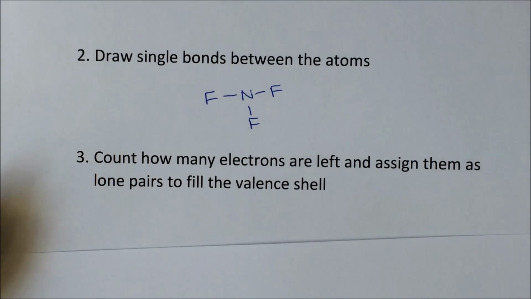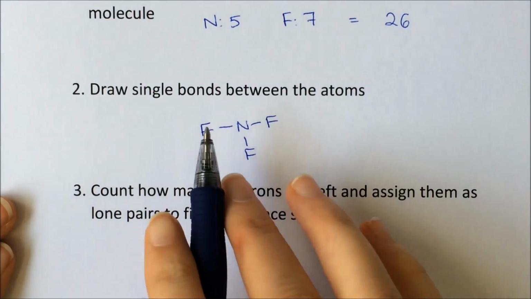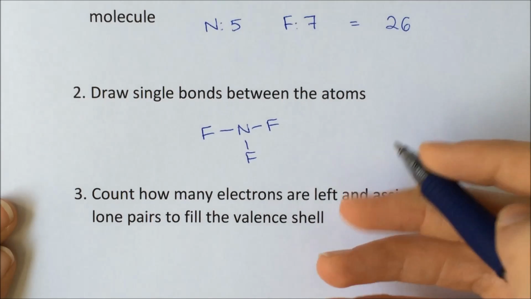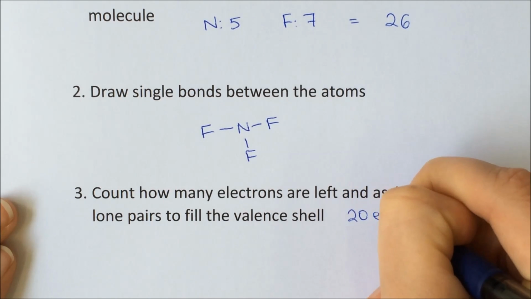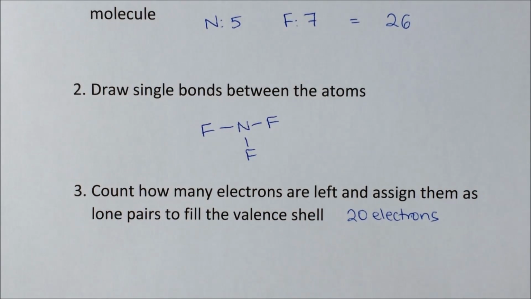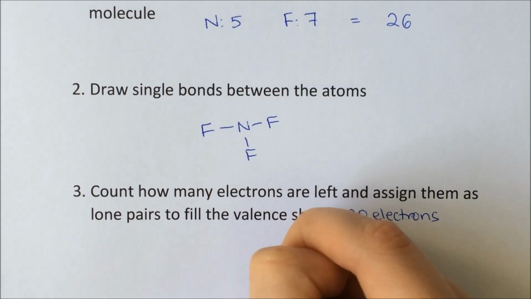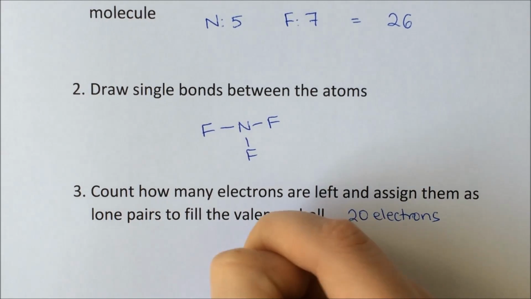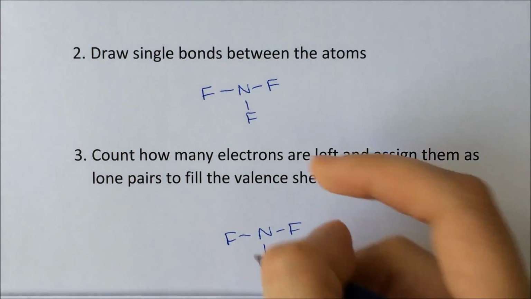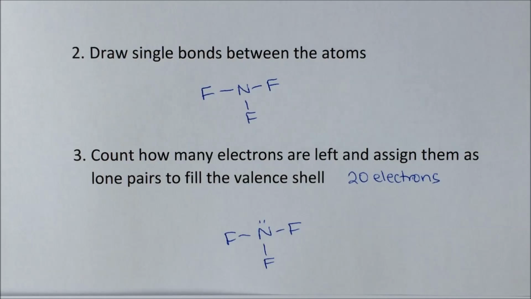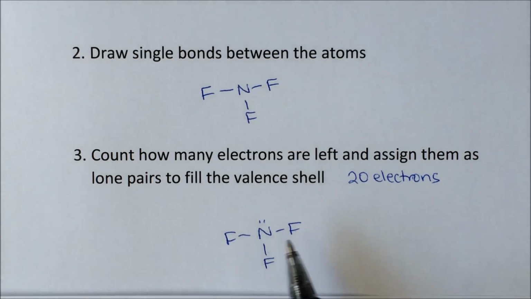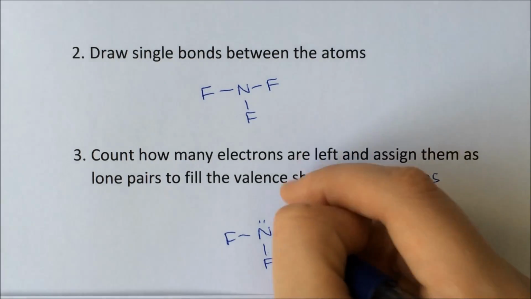Next, we need to count how many electrons are left over. We've accounted for 6 electrons so far in our 3 bonds. We have to have 26 altogether, so we've got 20 electrons left over, still to assign. Now let's think about how many electrons each of our atoms needs. Our nitrogen currently is sharing 3 bonds. That means it already has 6 electrons in its valence shell. It only needs 2 more to form its 8. Each of the fluorines is only participating in a single bond. This means that they each need 6 more electrons.